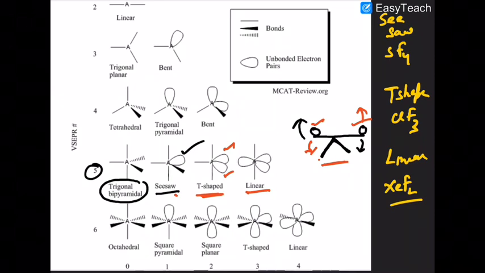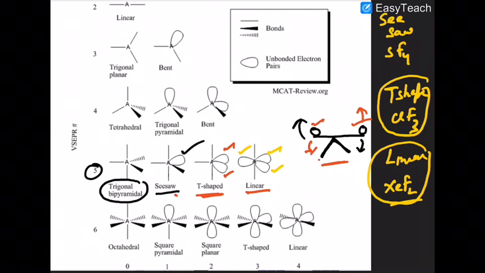All of them have 5 electron pairs around them, but for linear, only 2 are bond pairs and 3 are lone pairs: 1, 2 and 3. In T shape there are 5 electron pairs, but out of those 5, 2 are lone pairs.